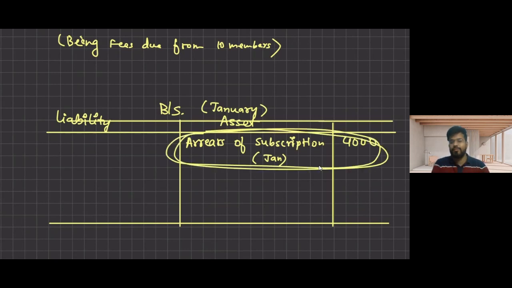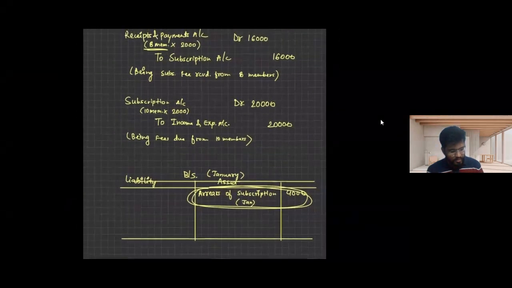Is it clear, everyone? Just confirm me in the chat box and then I can move ahead. If it is confirmed, then we can move to the second month, that is February. Okay, should I move ahead?